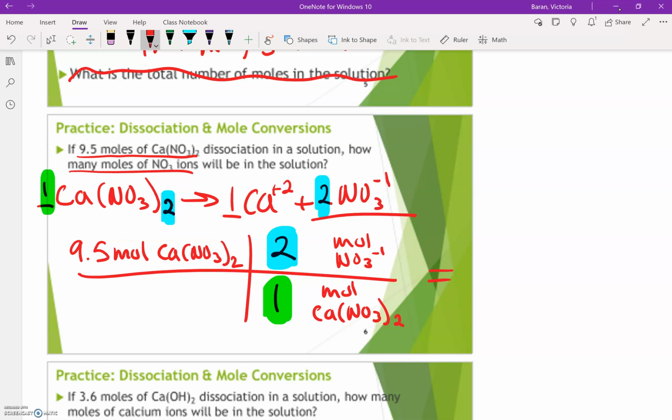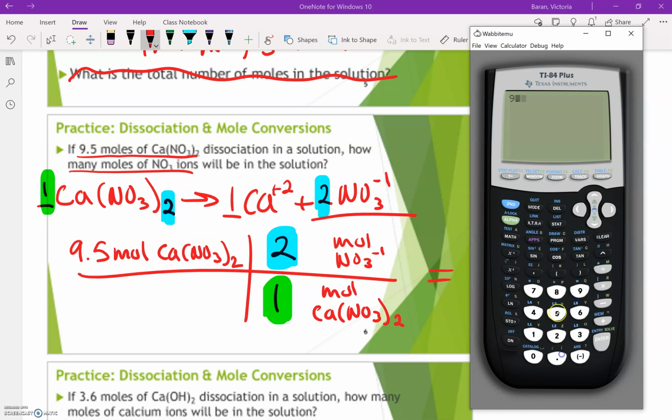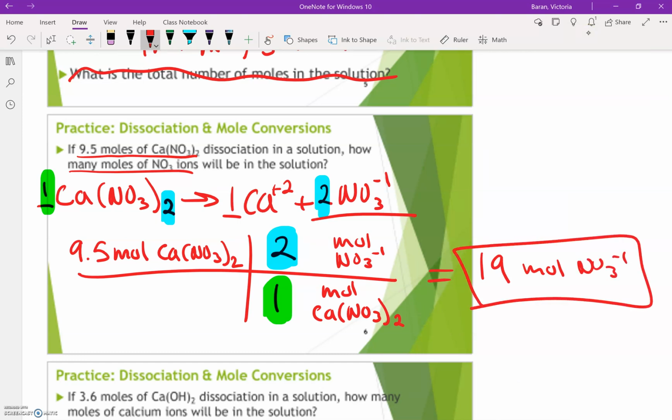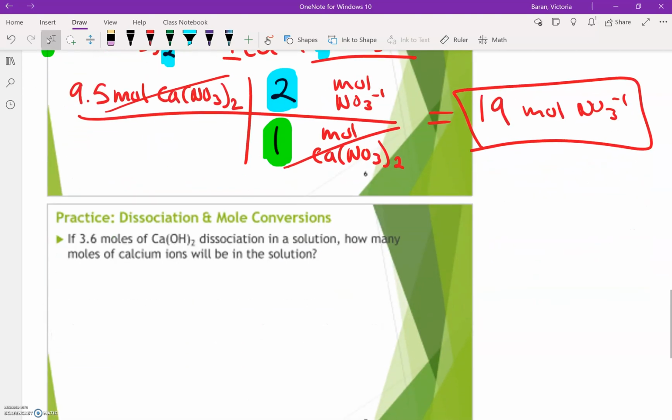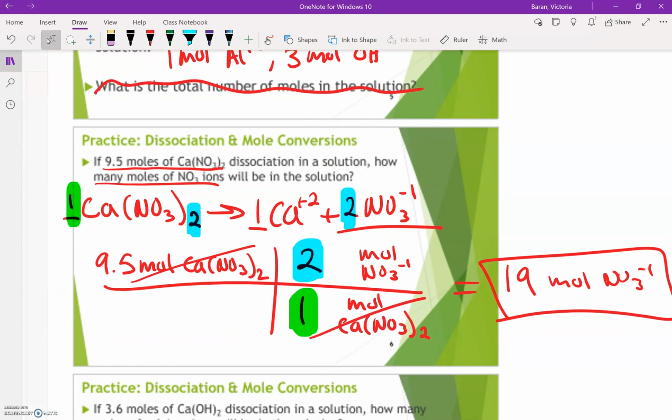So all we're going to do is, let me get my calculator. We're just going to do 9.5 times 2, and then you would divide by the bottom, which is 1, so you would still get the same answer. So we would have 19 moles of NO3 minus 1 ions, because moles of Ca(NO3)2 would cancel in the top and the bottom. Okay. And I would do something very similar here with this equation as well.